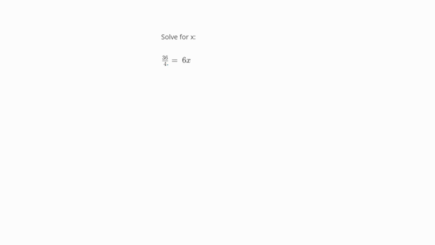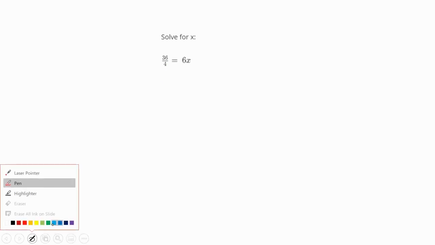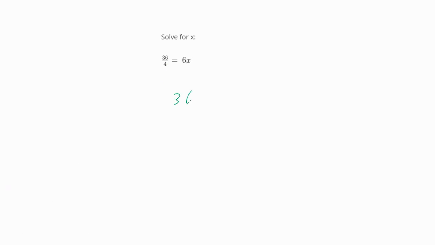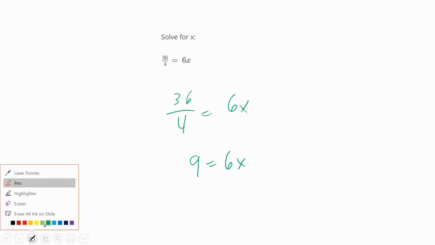You could have just done that division. So we have 36 divided by 4 equals 6x. You can just divide the 36 by 4, and that'll give you 9, right? So 9 equals 6x. That's an x. And then again, that's a multiplication. The opposite of multiplication is division.